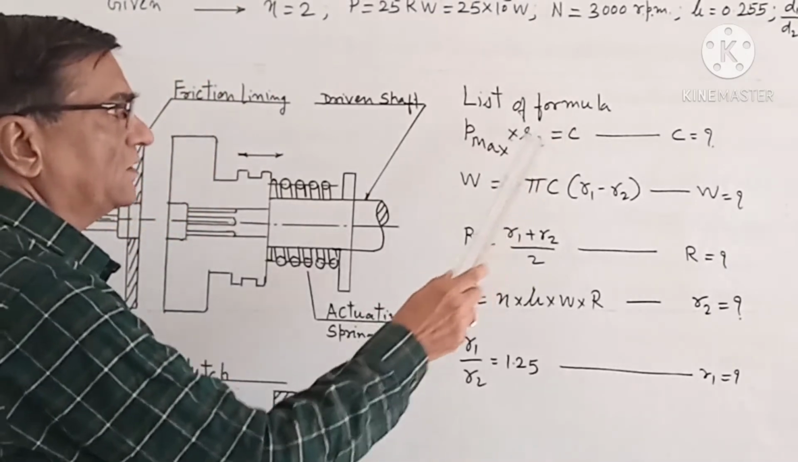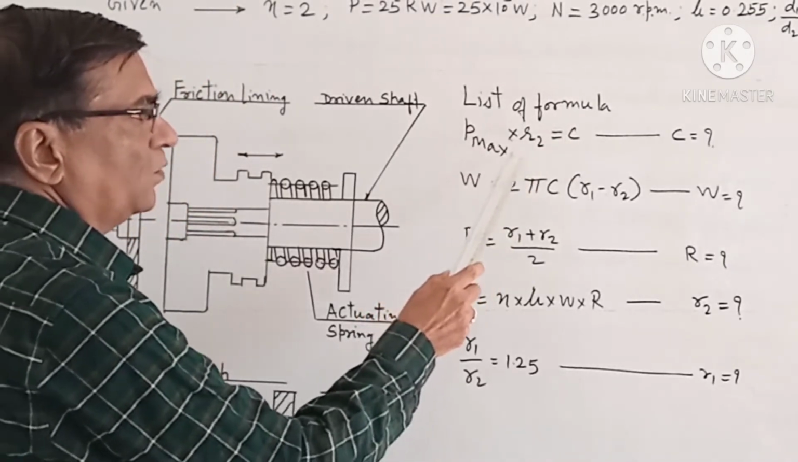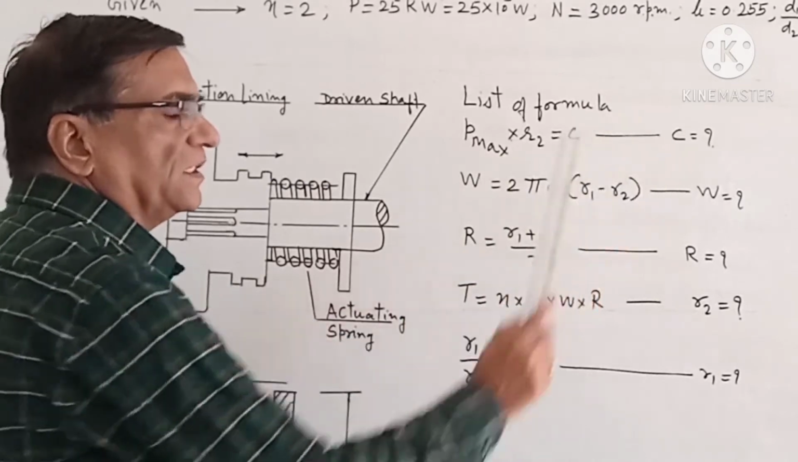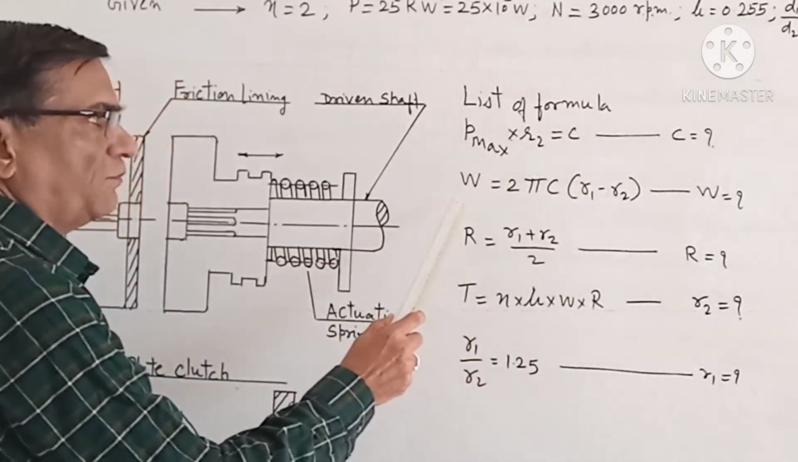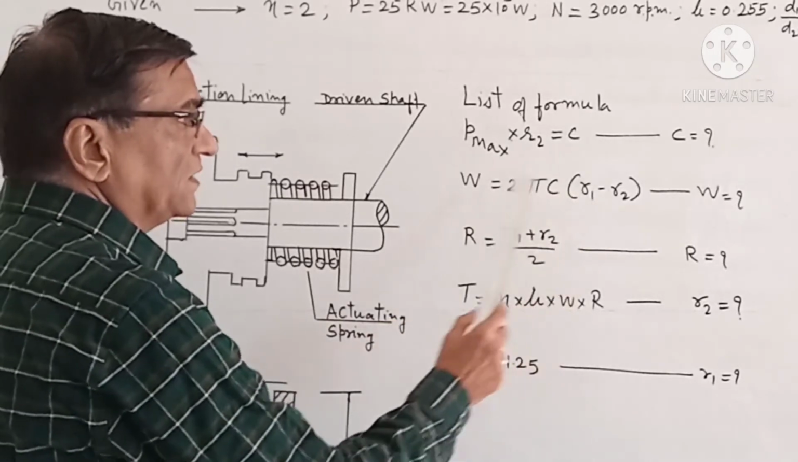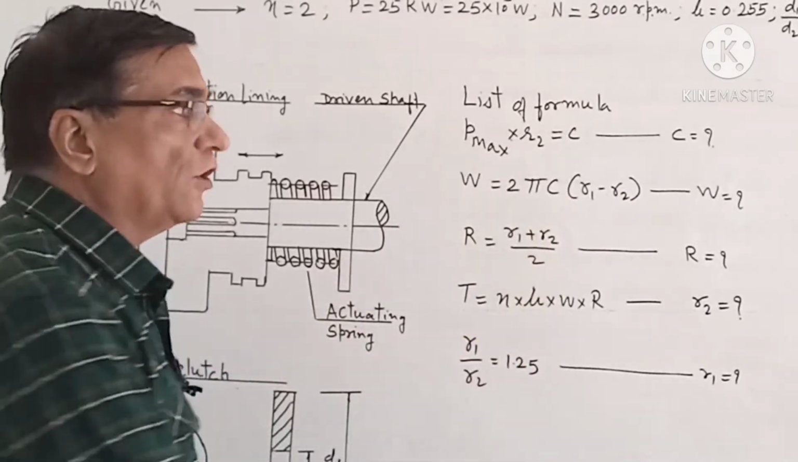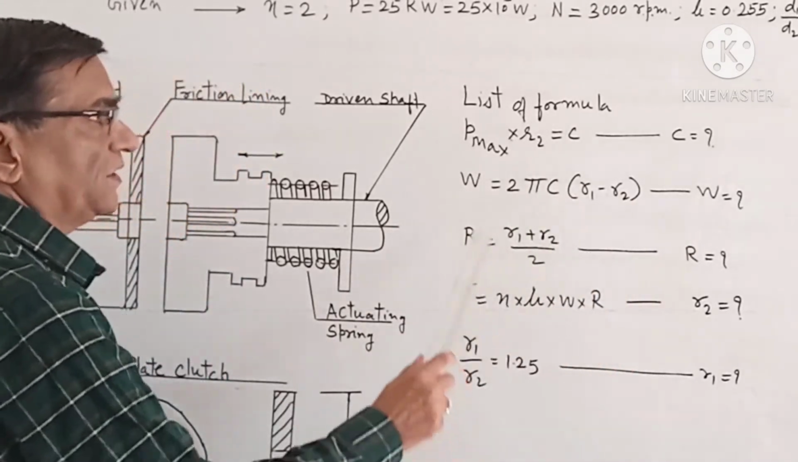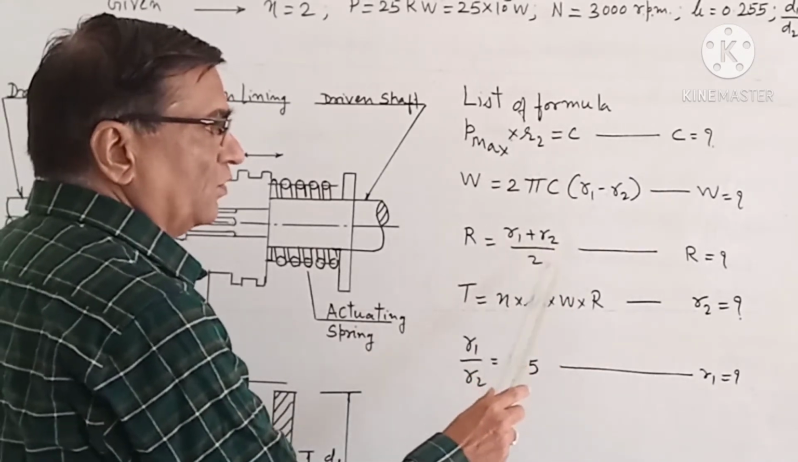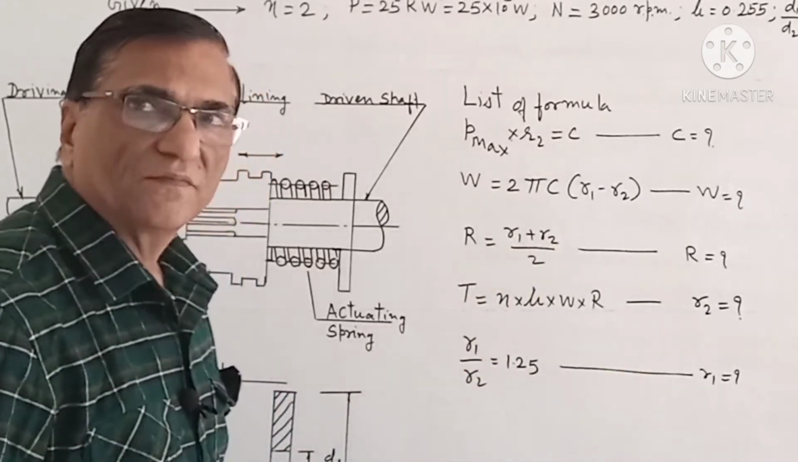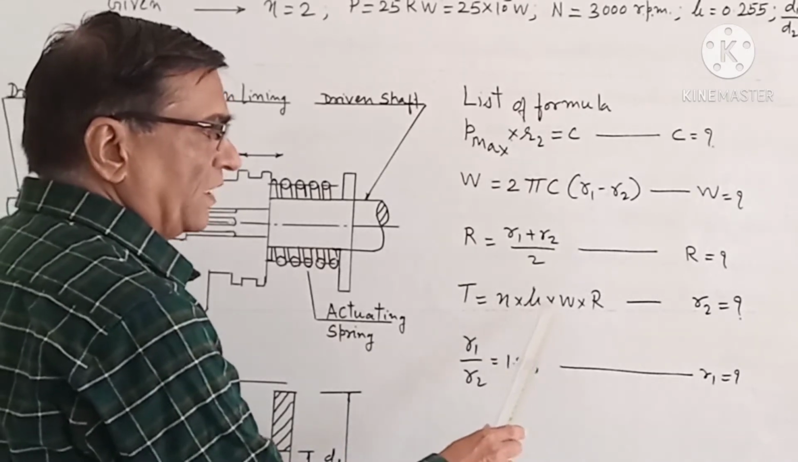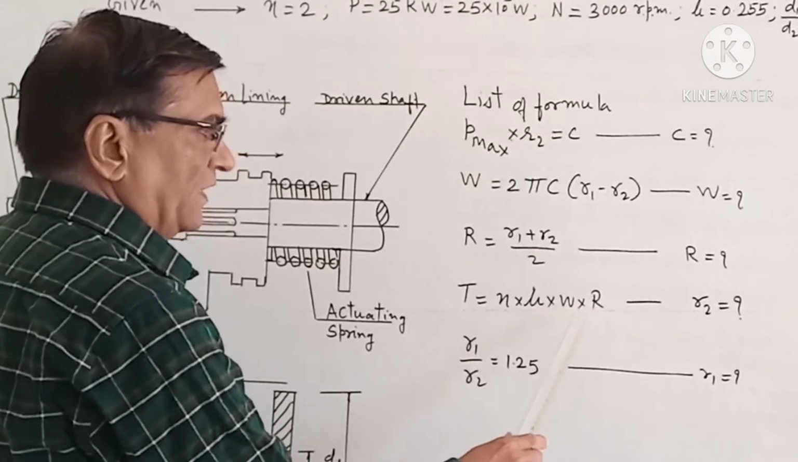Now this is the list of formulas. P maximum into R2 is equal to constant C. From this we will calculate the value of C. Now from the formula W is equal to 2 pi C (R1 minus R2), we will calculate the value of W, axial thrust. From the formula R is equal to (R1 plus R2) upon 2, we will calculate the value of R.